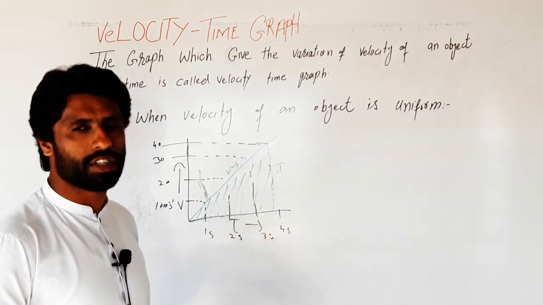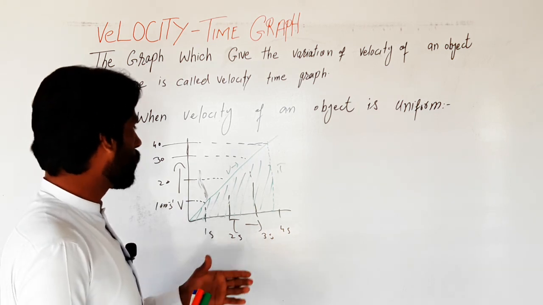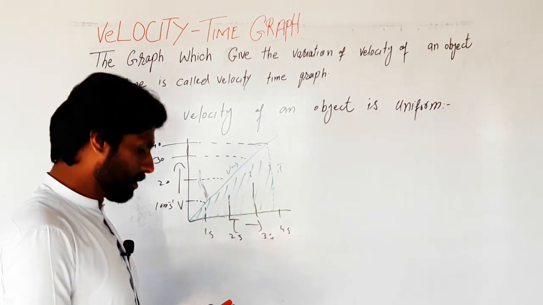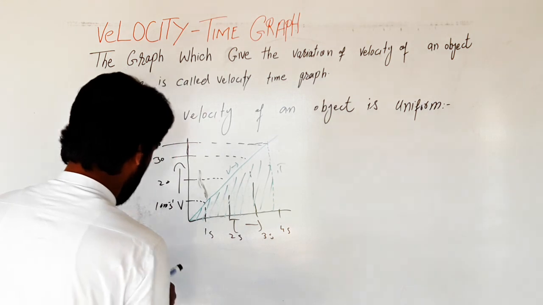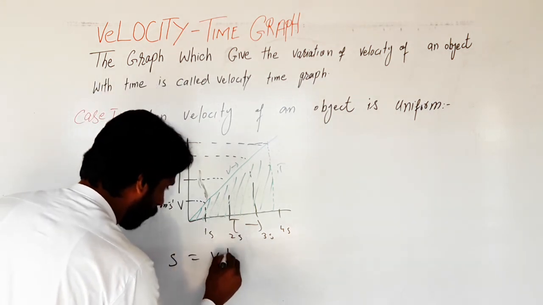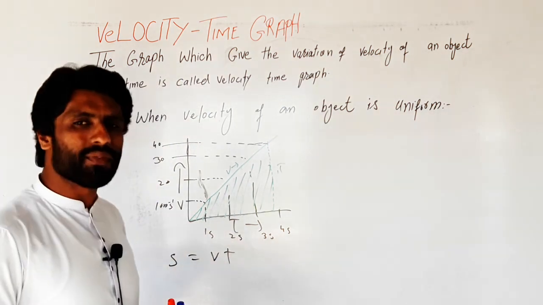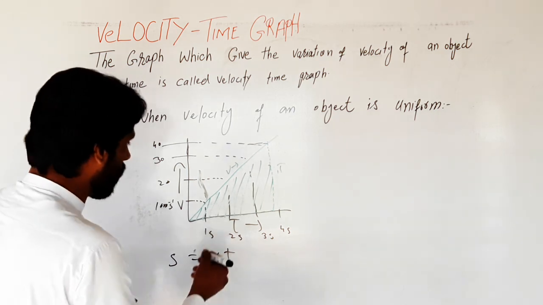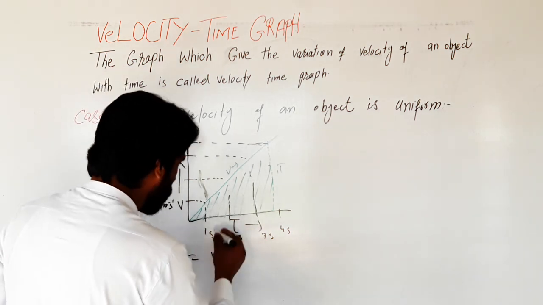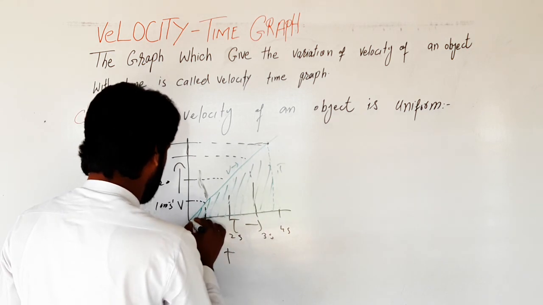A variation of velocity is uniform. At this condition, this graph is drawn, and s is equal to vt. This is the equation for distance, and at this condition we find the average at this point and this point.